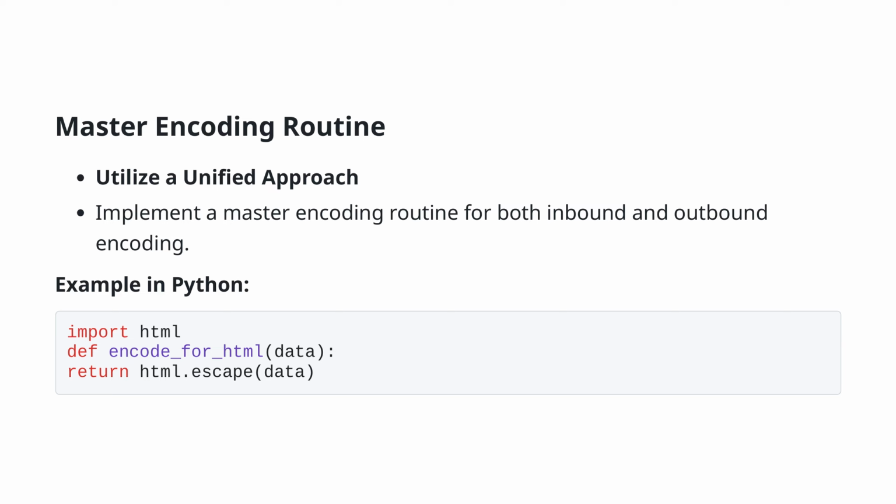The html.escape method replaces special characters like < and > with their corresponding HTML entity codes, making the data safe for HTML contexts. By implementing a master encoding routine like this, you're proactively protecting your system from a range of injection attacks, ensuring that both incoming and outgoing data are properly encoded. This helps maintain the integrity and security of your application, especially when dealing with external data sources. Next, we'll delve into input validation using a whitelist approach.